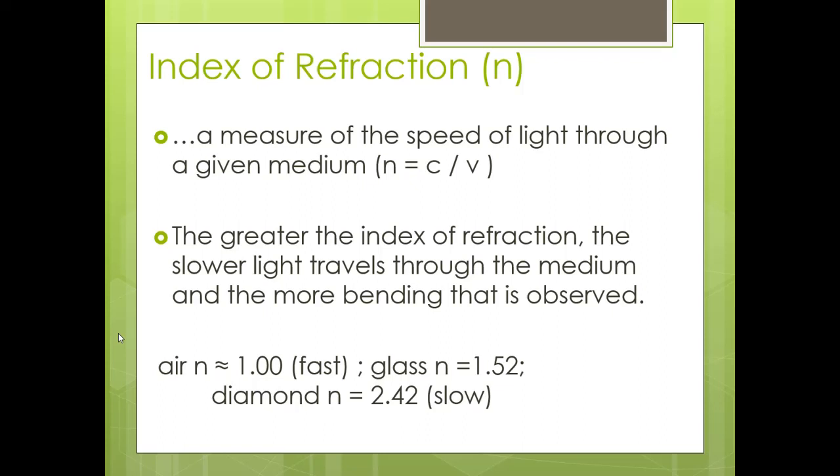Index of refraction, that's just a lowercase n. That's just a way of measuring the speed of light through a given medium relative to the speed of light. So it's just the ratio of the speed of light, which we know to be 3 times 10 to the 8th meters per second when it's in a vacuum, and divide that by v, which is just the speed of light through the particular medium. The larger the index of refraction is, the slower it is, and therefore the more it is going to bend, the more refraction you're going to actually observe. So air is pretty much an index of refraction of 1. It's not exactly 1. It's a little bit slower than a vacuum, but it's pretty close, so we use that as an estimate.